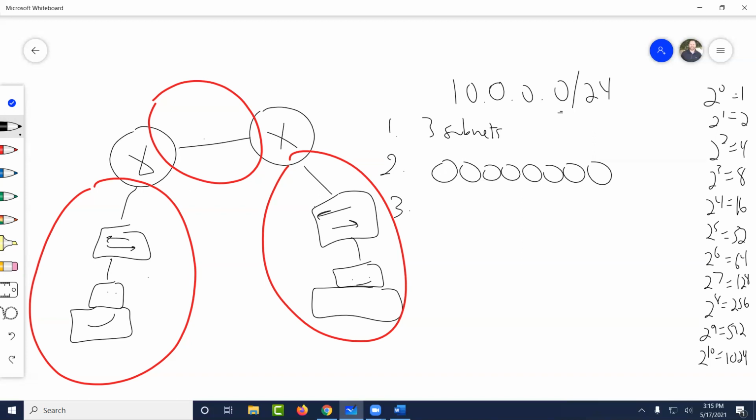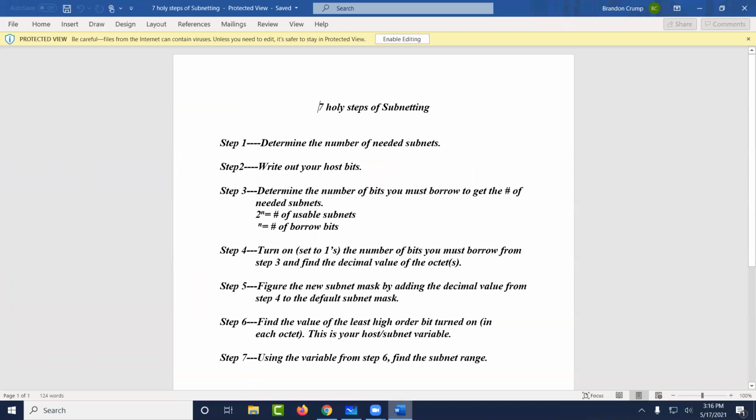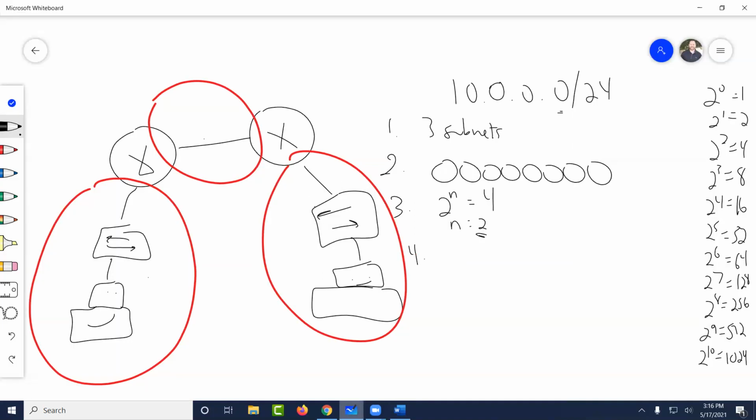So what power do we have to raise 2 to get at least 3 subnets? The answer is n will have to equal at least 2. And 2 to the second means we're going to have 4 subnets. So in step 4, turn on or set to 1 the number of bits you must borrow from step 3 and find the decimal value of the octet. So turn on 2 bits. Find the decimal value, which in this case is 192.